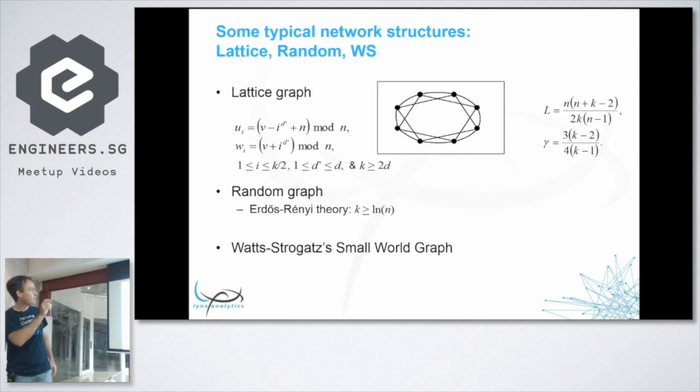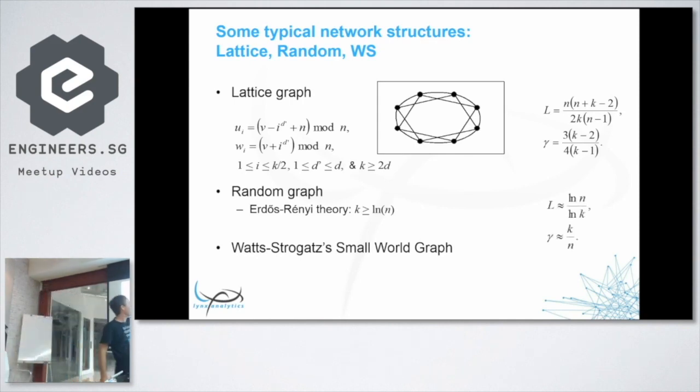Again, we can see that the degree axis here is logarithmic scaled, as a function of the number of vertices. So for a random graph, we can also very easily calculate these numbers. The characteristic length for a random graph would be logarithm n divided by logarithm k, and the clustering coefficient would be k divided by n.